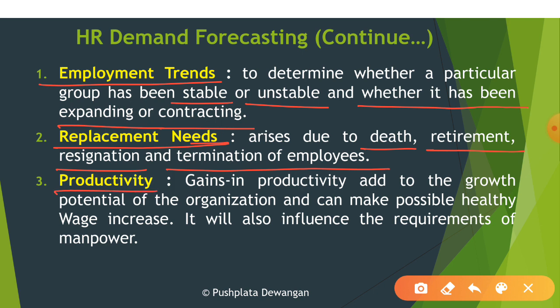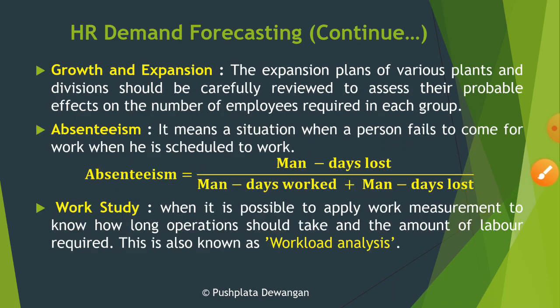Next, the third one is productivity. Productivity means an increase in the production of output, or an increase in the output of the organization. Ultimately, a gain in productivity will lead to an increase in the growth potential of the organization. In this way, the wages of employees increase, which will ultimately influence the requirement of manpower, meaning that there is an increase in the recruitment of employees.